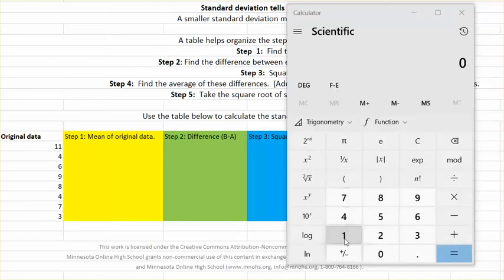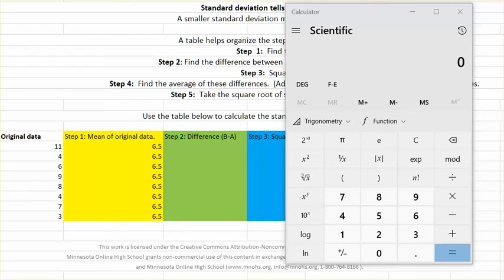To find the average, we'll add those together. So 11 plus 4 plus 6 plus 9 plus 8 plus 4 plus 7 plus 3. That gives us a total of 52. We divide by the number of values. So I have 1, 2, 3, 4, 5, 6, 7, 8. So divided by 8 gives me a mean of 6.5. I'm going to go ahead and actually fill that in each row under step 1.